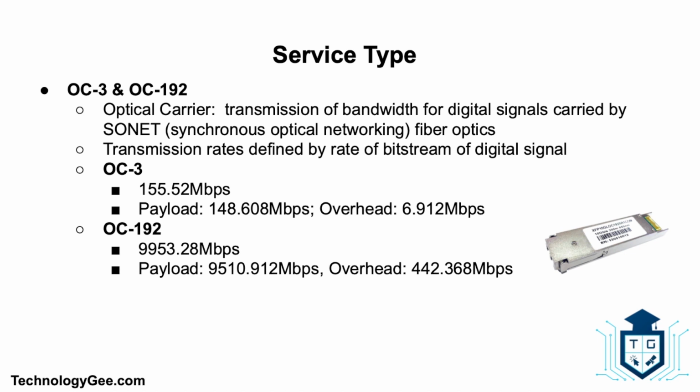And then OC192 is a network line with transmission speeds of up to 9,953 megabits per second with a payload of 9,510 megabits per second and an overhead of 442 megabits per second.